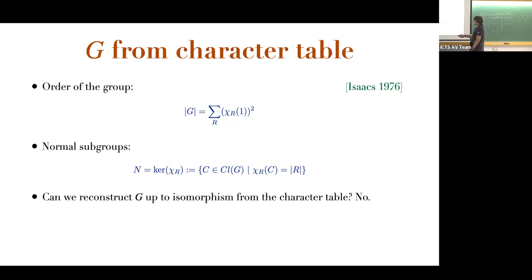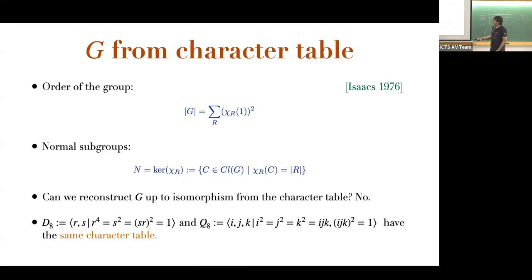So then we can ask, can we reconstruct G up to isomorphism from the character table? And the answer is no. There are well-known examples. The smallest order groups which have the same character table but are different groups are D8 and Q8. Distinct groups but the same character table.